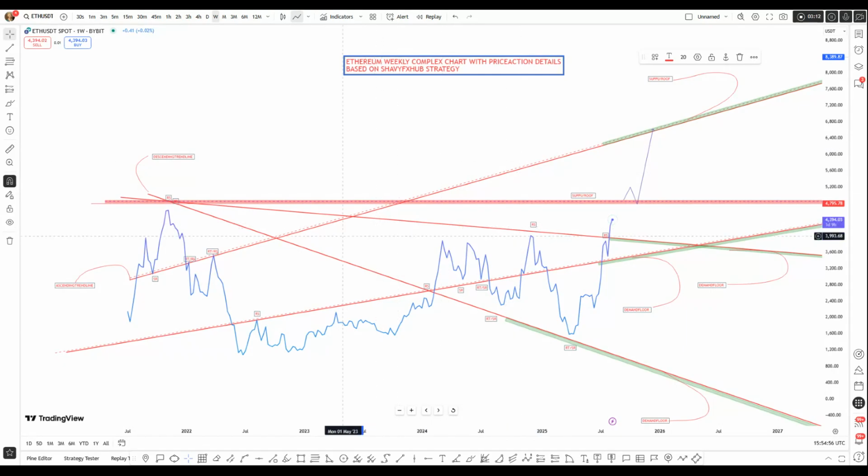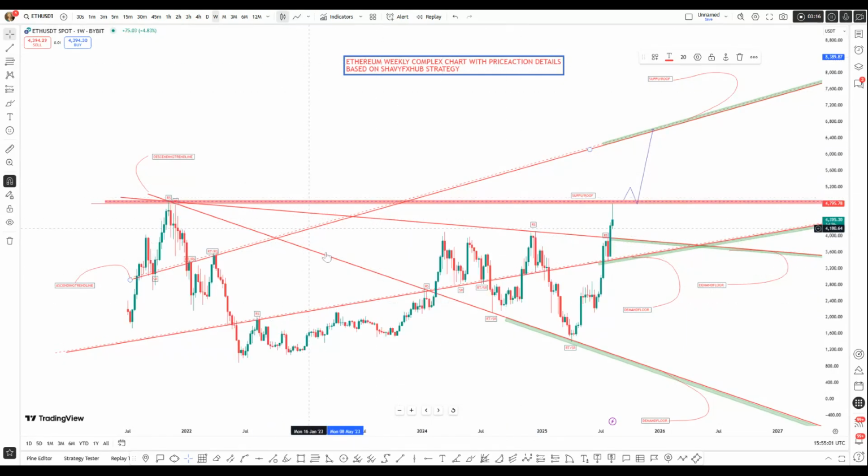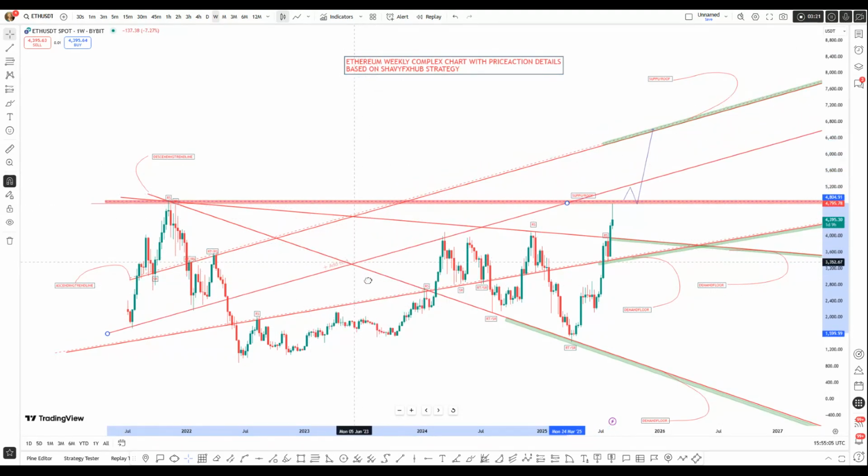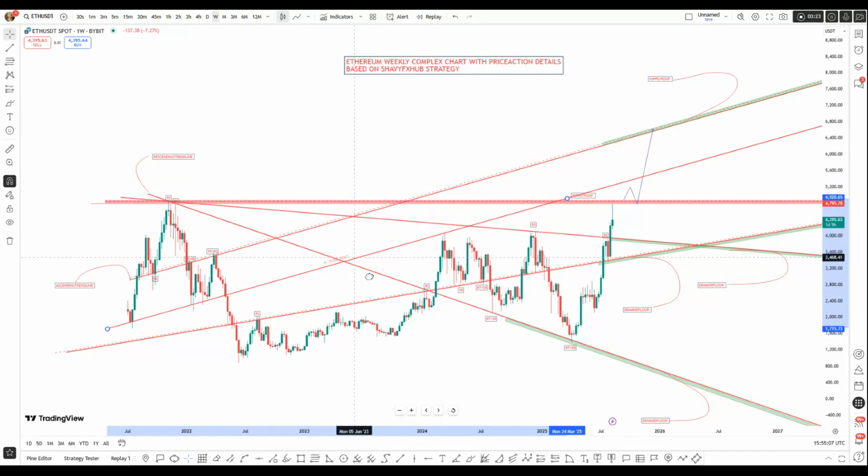So we have seen what happened there, and to be very, very honest, if you clone this structure and bring it to this level, it gives you another area of reaction. I expect that if we break out from here, an anticipated sell zone could be at this level, around 5,248. I'm going to change it to a faint dotted line to leave it, because I'm going to save this chart for reference.